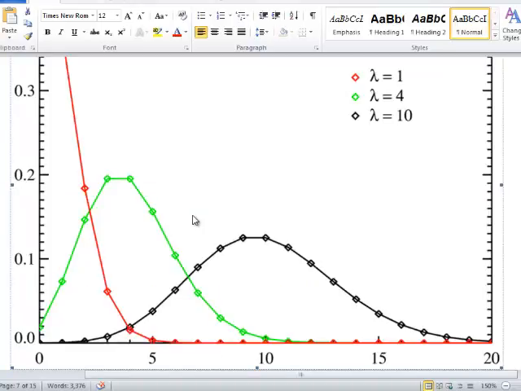Now here are some of the graphs. If you have lambda equals 1, then the series is monotone declining. The second graph, with the green curve, is lambda equals 4. The third graph is lambda equals 10. Basically, if x is Poisson with parameter lambda, then the expected value of x is equal to lambda. So the larger the lambda, the further away the mean, the center of the distribution, is.